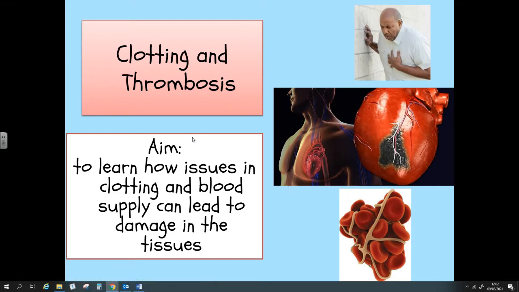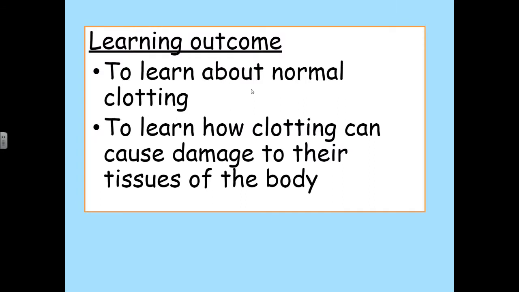Good morning, Highers. Today we're going to look at the second part of Unit 2, Key Area 7, pathologies of cardiovascular disease, clotting and thrombosis, and the effects this has on the human body. Our aim today is to learn how issues in clotting and blood supply can lead to damage to the tissues. So a learning outcome would be to learn about normal clotting and then how that clotting can damage the tissues of the body.